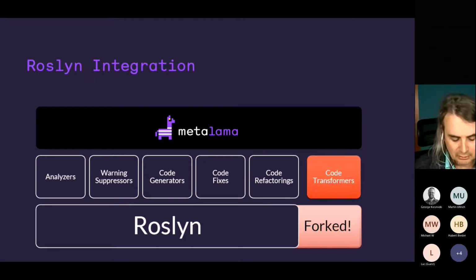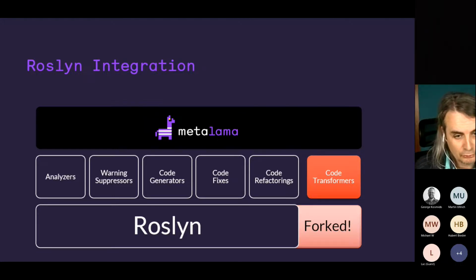If you have seen the low-level code that Martin has shown, this is pretty complex because you are working directly with the level of abstraction of Roslyn that is very low. MetaLlama is a layer on top of that. So we integrate with the code generators, but also the analyzers, the suppressors, code fixing, code refactoring, which are all the extension points of Roslyn. But actually, this was not enough because we allow for something more.